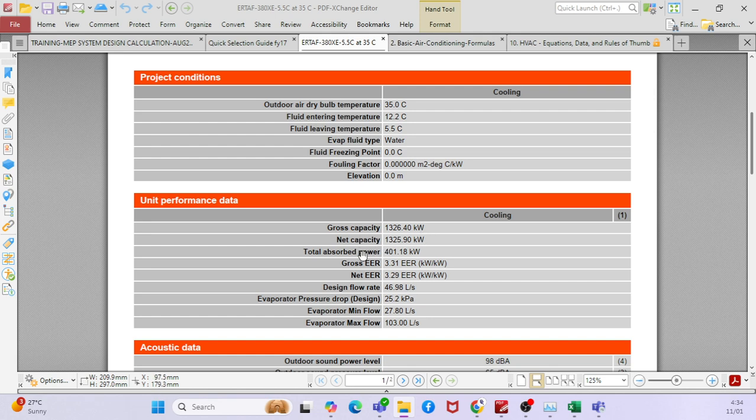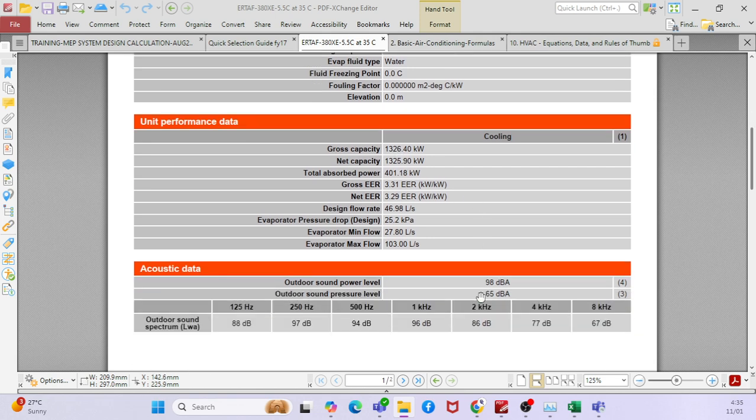Actually, you can say that the gross capacity will be 1326, but there are some losses inside the chiller. After taking the losses, you can say it will be 1325.9. So this is the net capacity. Based on that, we do the calculations, right? Okay, got it.